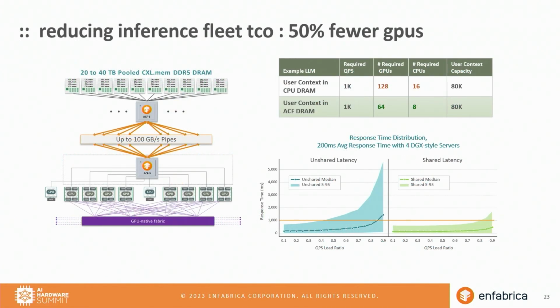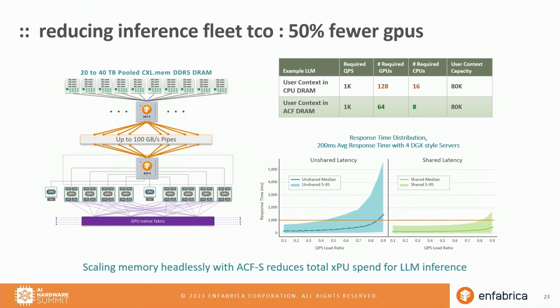The last point is on the TCO perspective. Having this memory tier that's enabled through an ACFS allows fewer GPUs and CPUs to be required to support the same performance point of LLM inference. And this is something we've proven out in simulation and emulation, where scaling memory headlessly reduces the total XPU spend, for CPU or GPU spend, for LLM inference by about half. Significant when we think about how LLMs are going to grow.